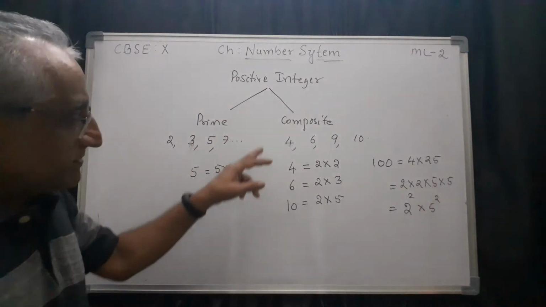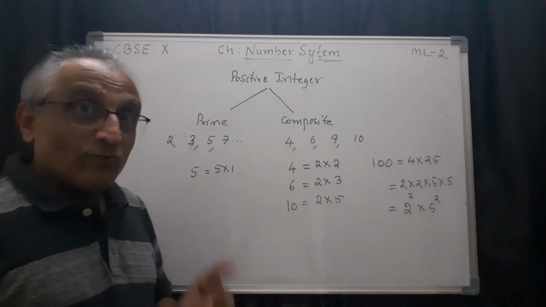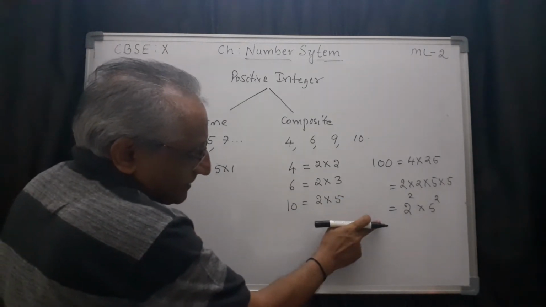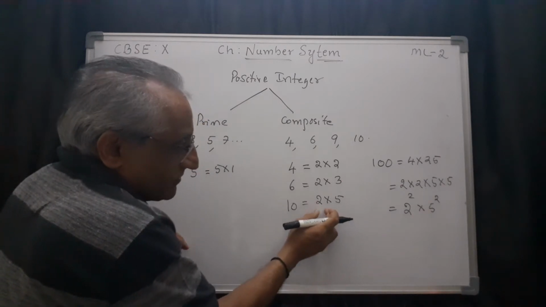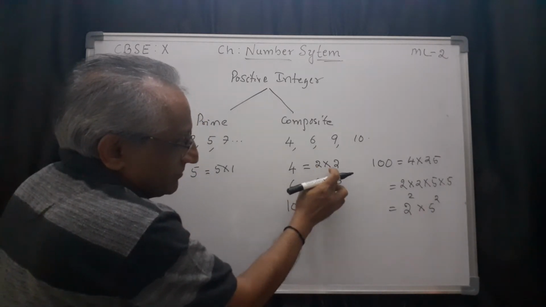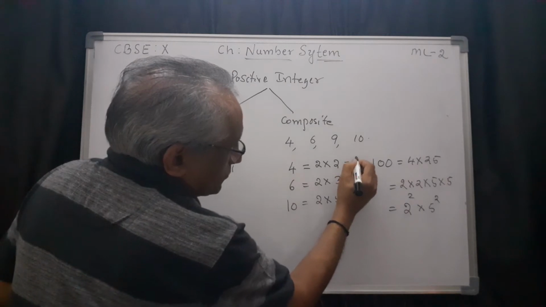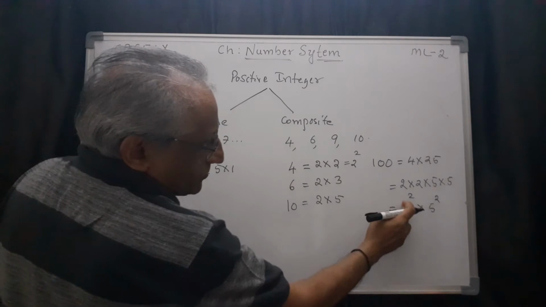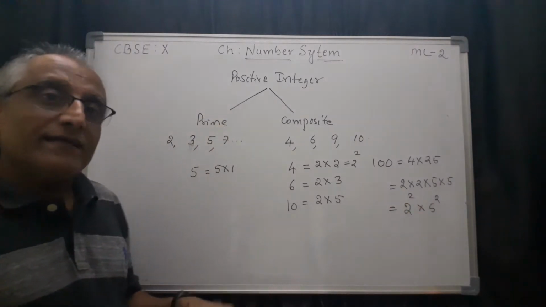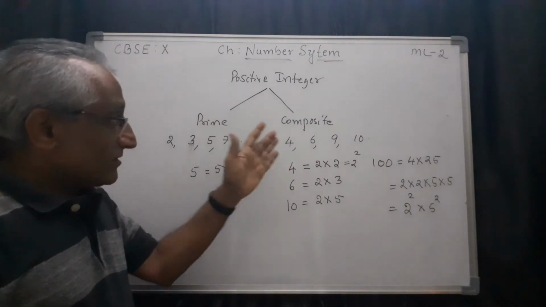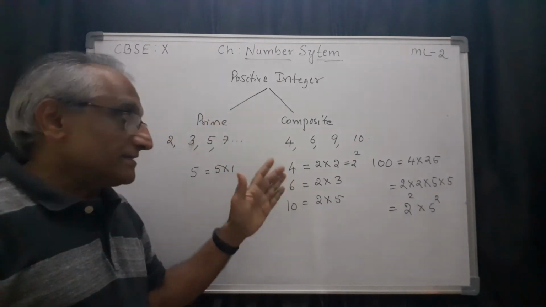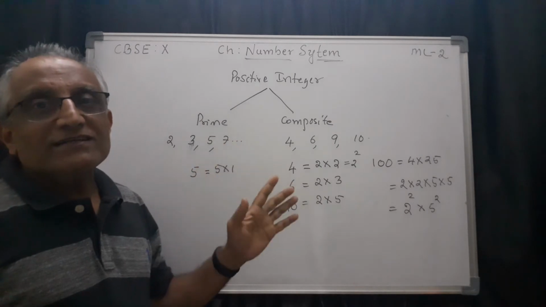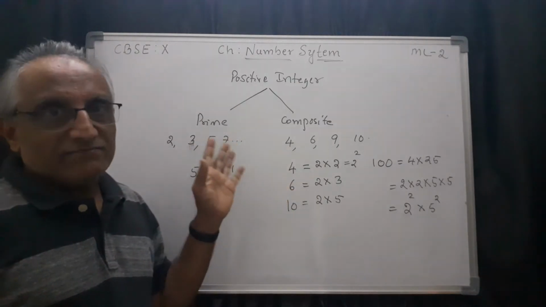Now if you observe these factorizations, one thing is very clear: all composite numbers can be expressed as a product of prime factors. You see, 2 is prime, and so on. Like that, given any composite number, we can always express it as a product of prime numbers. This is called the fundamental theorem of arithmetic.